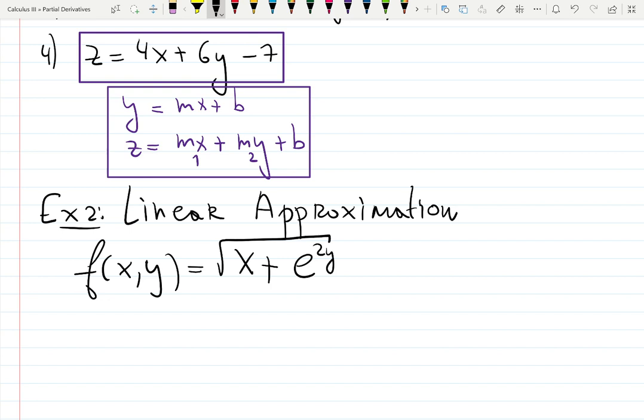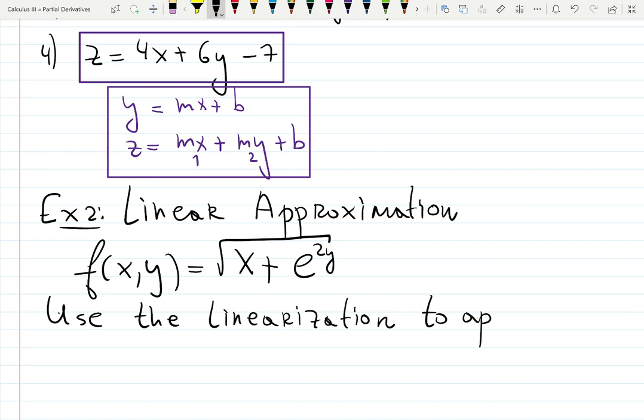So, you need to find, or use, let's do it like this. Use the linearization, that's a long word. In Russian it's linearization, yes. Linearization to approximate the function at, and this is what you're gonna have in your homework.